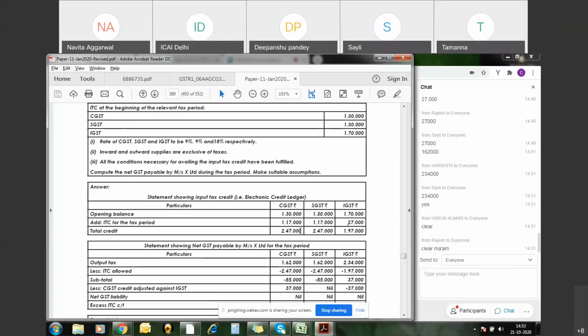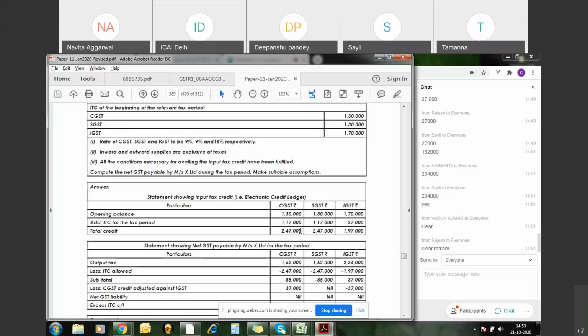Now we will see the situation under CGST and SGST. There is excess ITC available in both cases. The excess ITC amount is 85,000 each. Now the IGST liability can be set off by the ITC available under CGST. Normally, although it is not mandatory and is up to the assessee's option, we set off against CGST because both are related to the central government account.